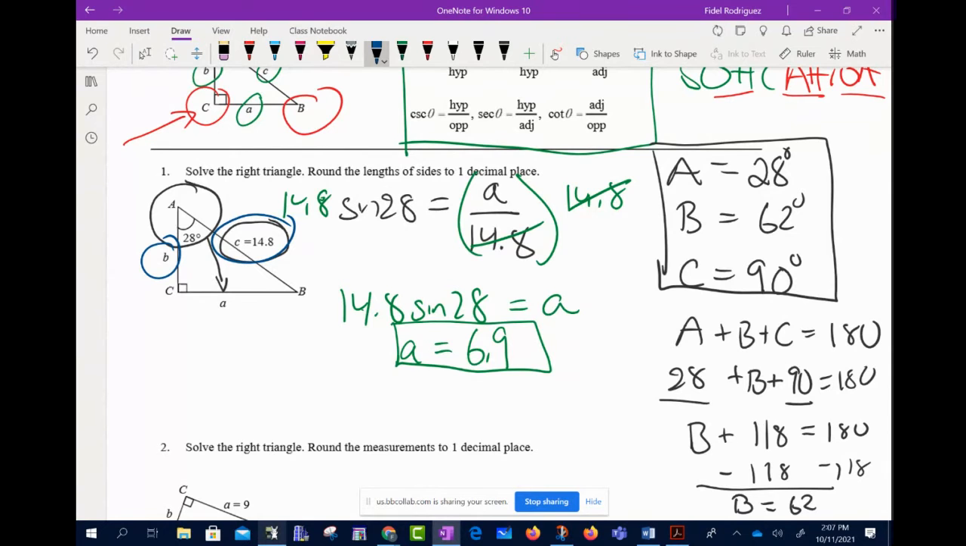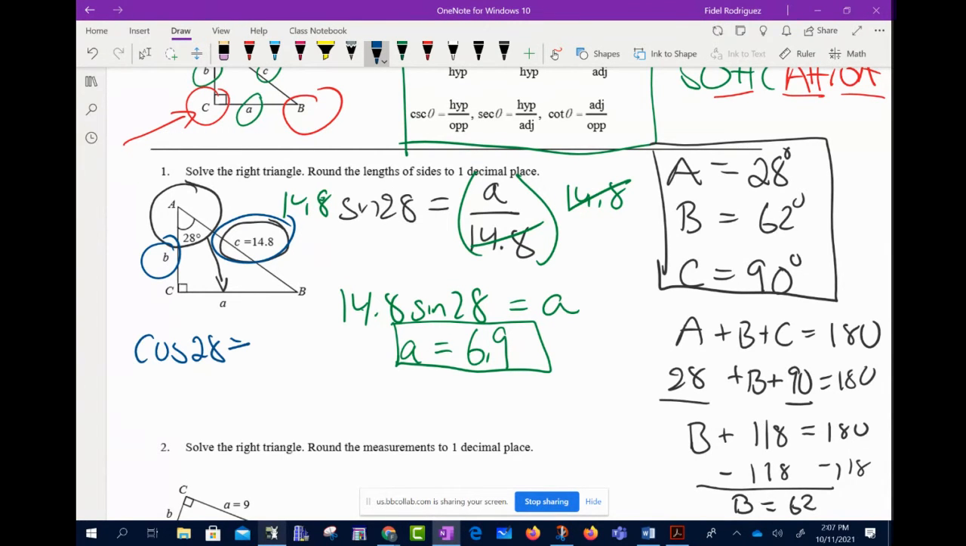Cosine? Or we could use the Pythagorean theorem. So, guys, we actually have a couple of options. John says we can use the cosine of 28, or we can use the Pythagorean theorem. Let's stick with cosines, okay? So look, let's go cosine of 28.